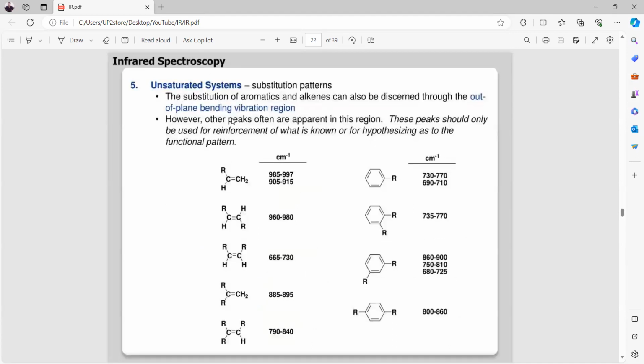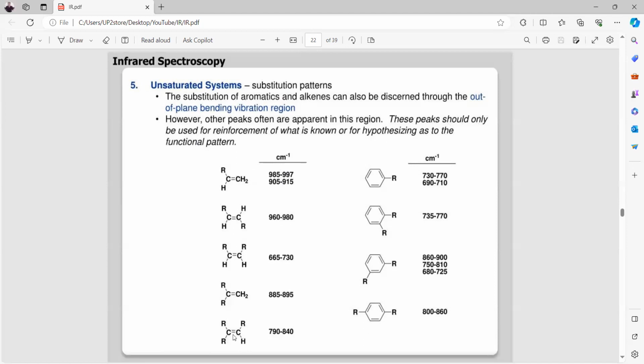So let's discuss the out-of-plane bending region. The substitution of aromatics and alkenes can also be discovered through the out-of-plane bending vibration region. However, other peaks often appear in this region. These peaks should only be used for reinforcement of what is known, for hypothesizing about the functional group patterns. So you have four different numbers. If you know about these numbers and focus on them, you can determine the different signals around the structures. You can identify functional groups.